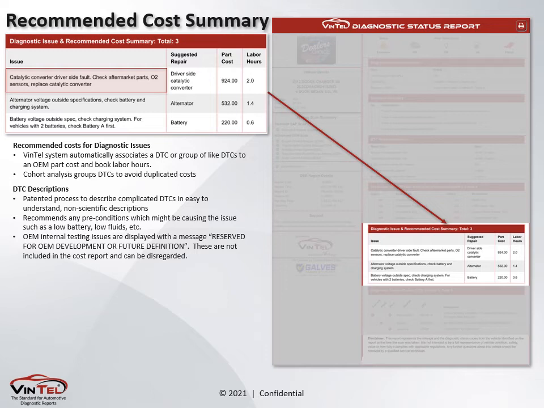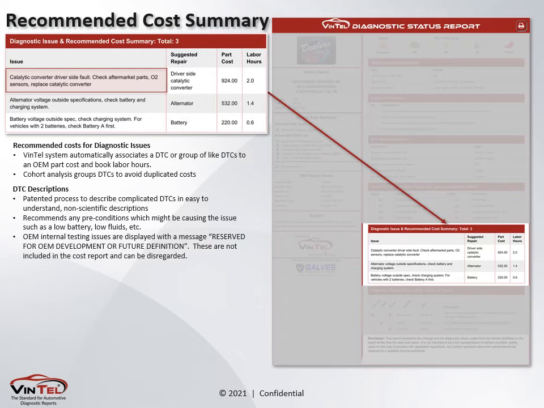It's part of the special things that go behind the scenes that we have patented here at VinTel, is that we take those complex or vague descriptions of DTCs and we convert them into common English so that we describe them in terms that someone can understand. We point out what side it is on, front, back, etc. And we also give a tip of what should be checked and what will be needed to be replaced.